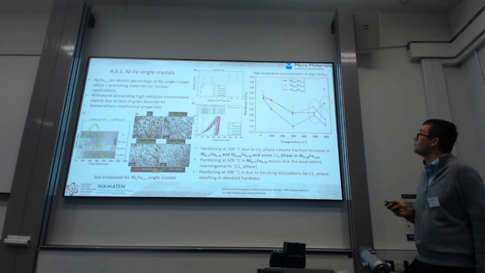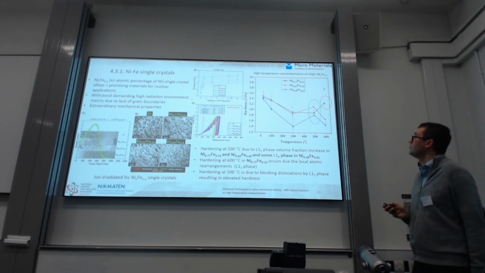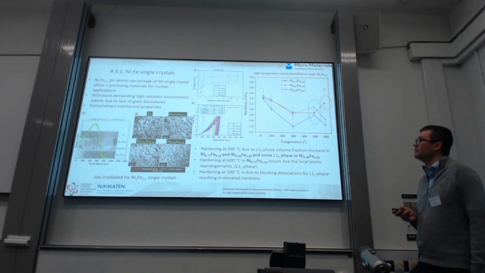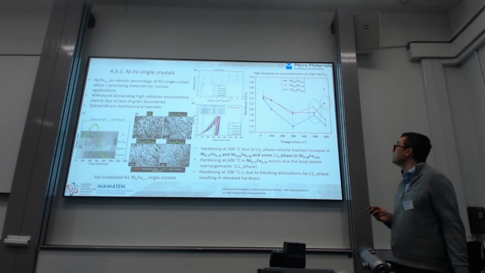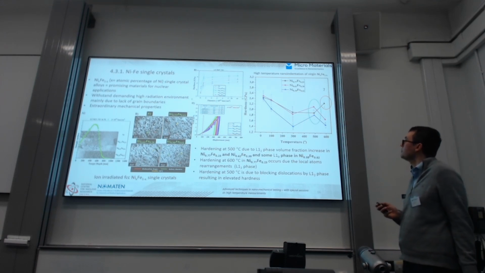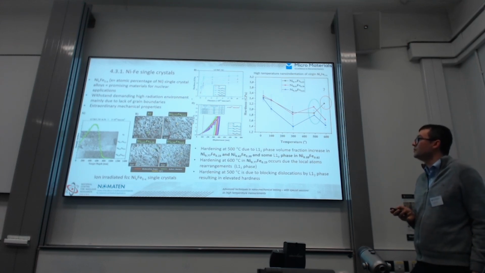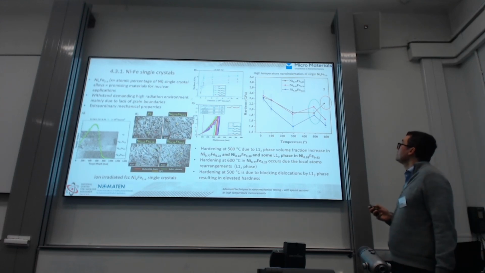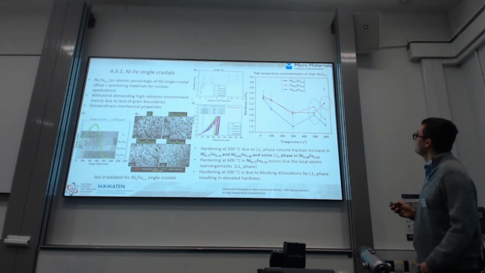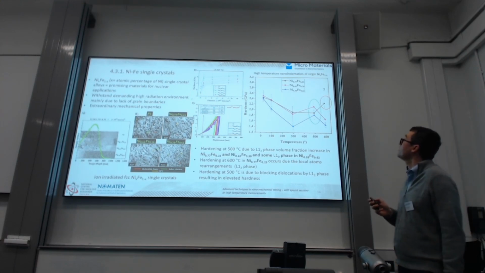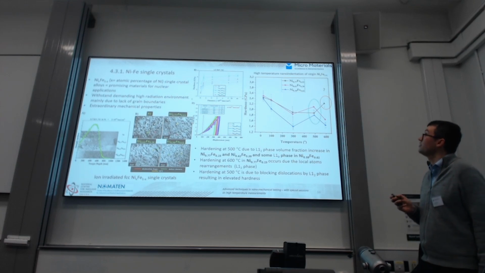But we also perform on non-irradiated alloys some high-temperature nanoindentation because we expect that depending on the composition, we can have some phase transformation at elevated temperature that can impact significantly the mechanical response of the alloy. And we clearly see that there is an increase, especially for two alloys with the higher content of iron, of hardness at 500 degrees C.